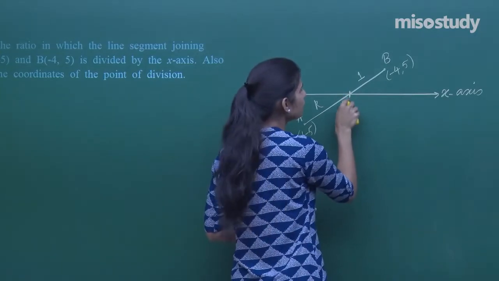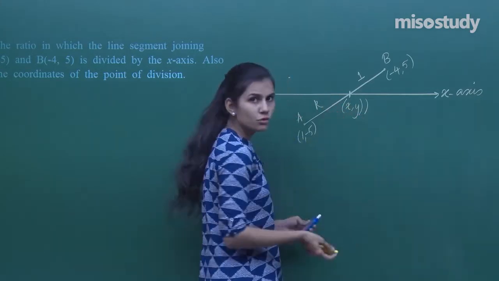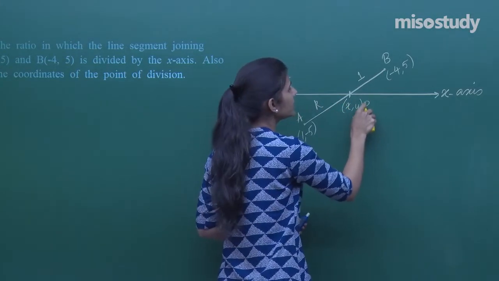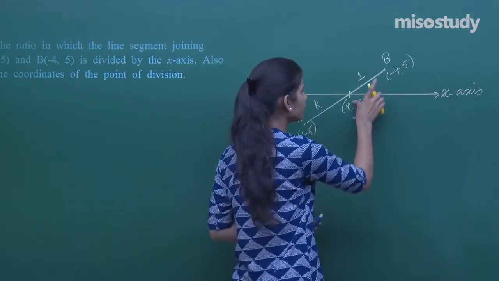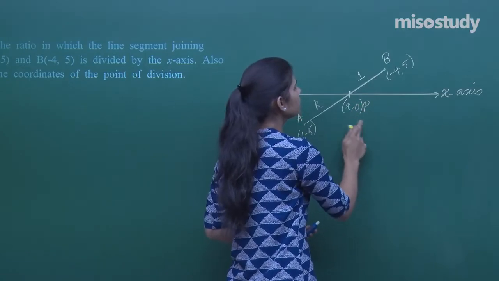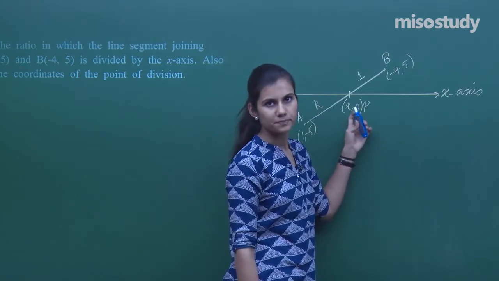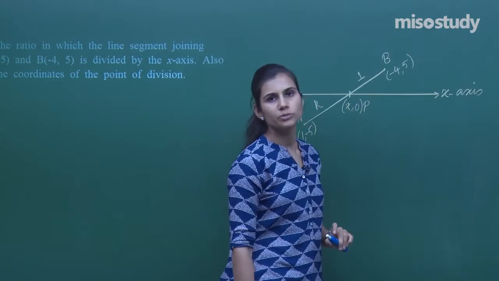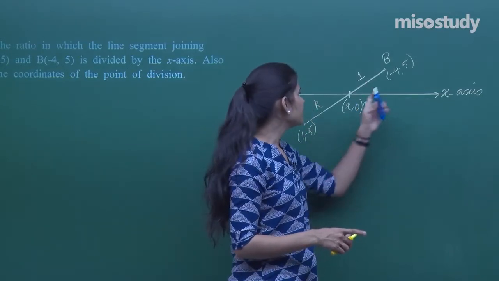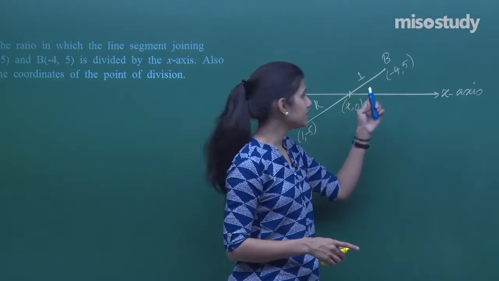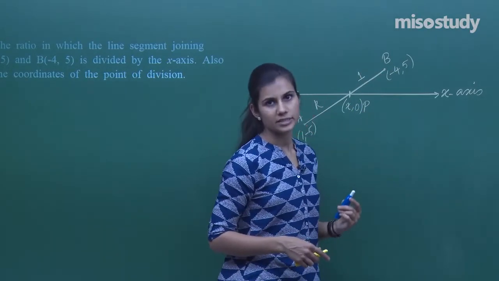So this point of division will be what? Obviously it will be x comma y. I don't know the coordinates, but the fact that this point is lying on the x-axis, any point lying on the x-axis has y coordinate 0, so definitely y coordinate will be equal to 0. This point is not just the point of division which is dividing the line segment joining A and B in the ratio k is to 1, but the fact is that this point is lying on the x-axis also, and so its y coordinate will be definitely 0.